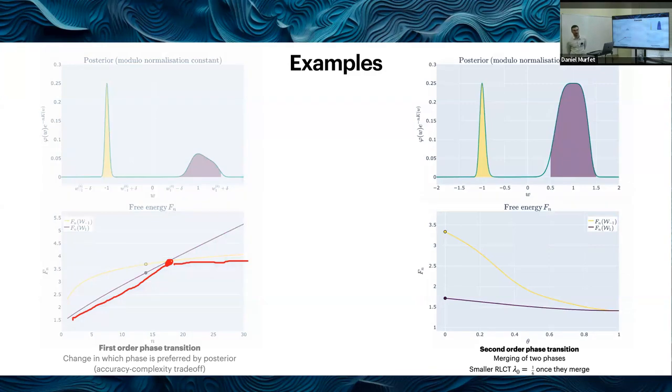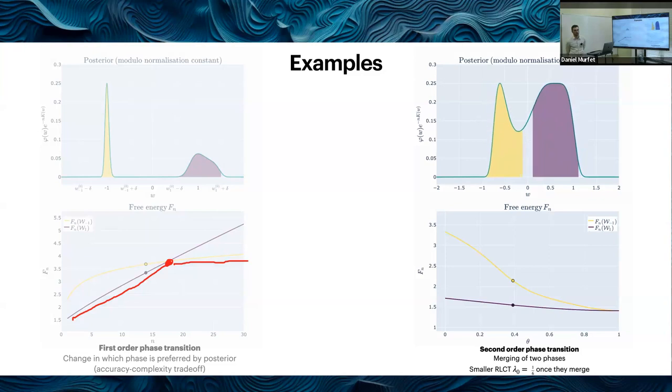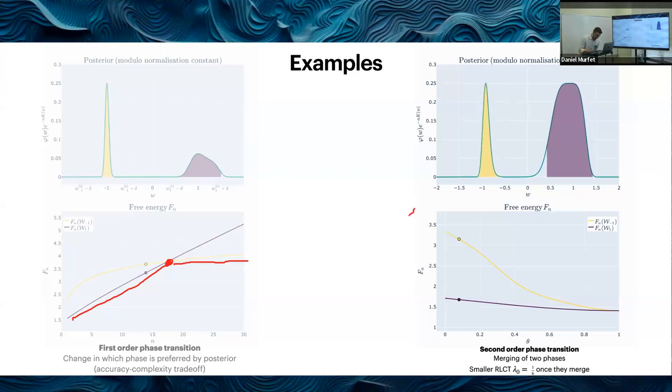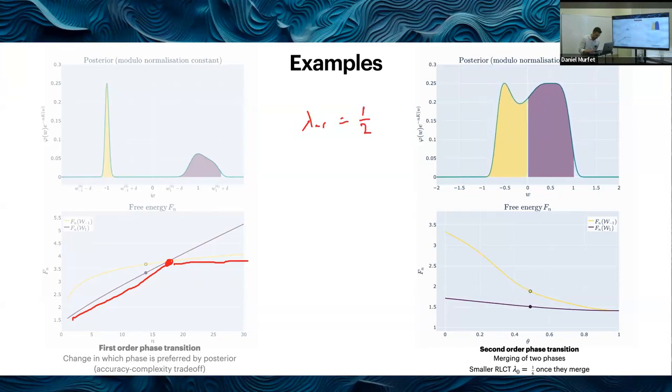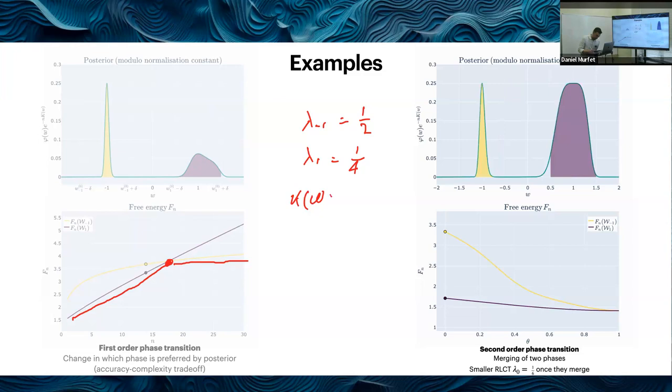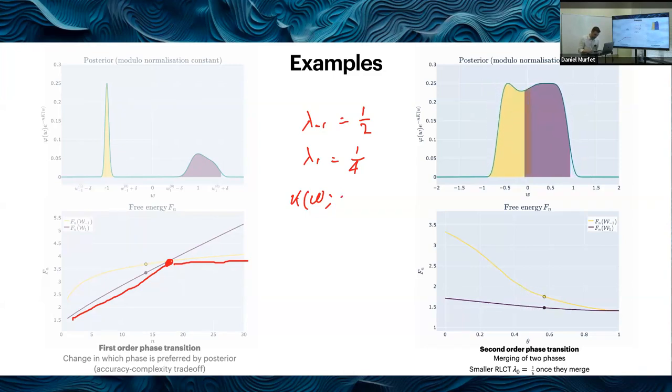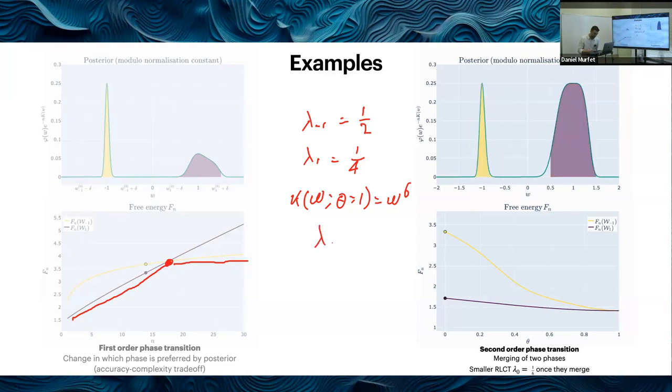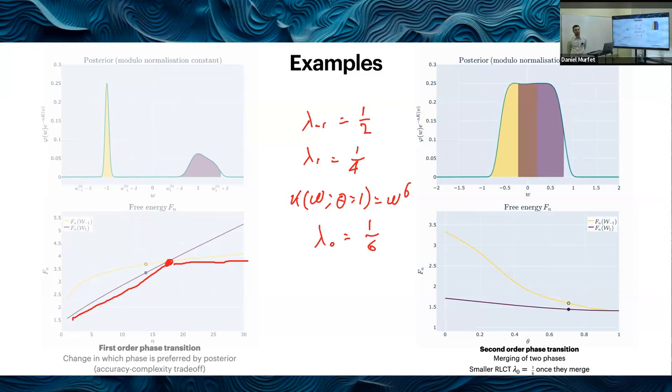We can also look at a second order phase transition where two minima merge. And here I am inducing a phase transition by changing, well, I suppose the true distribution that changes the KL divergence. And we see that these two singularities that start with RLCTs of a half and a quarter, as we vary theta and bring it to the origin, the KL divergence here is just W to the six, which means that the RLCT of the origin at the end of that merging is a sixth. And so in that sense, we've merged two different singularities to create something that is more singular.